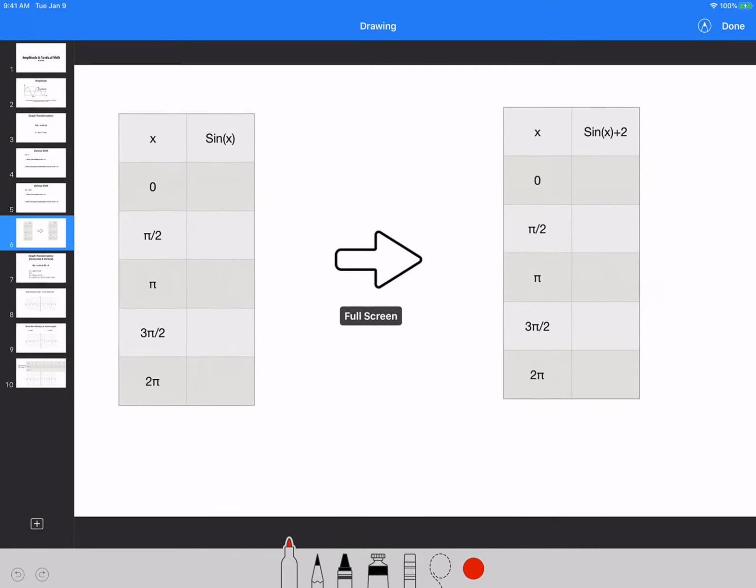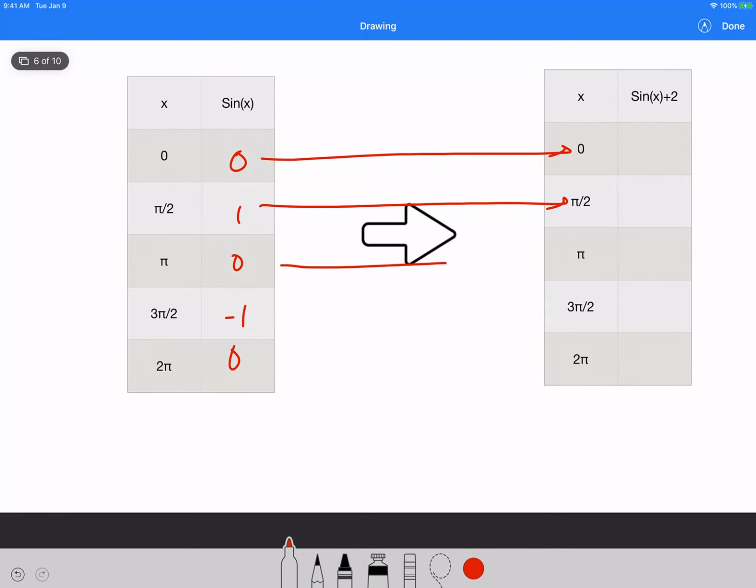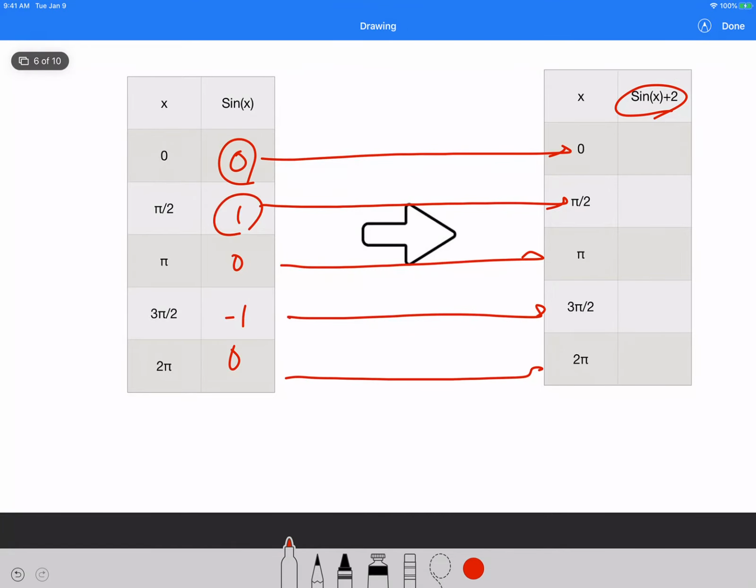So now let's take a look at the values here. For sine, please remember it's 0, 1, 0, negative 1, 0. Now what's going to happen to all of these y values as you add 2 right next to it is that all of these y values would be moving up 2.